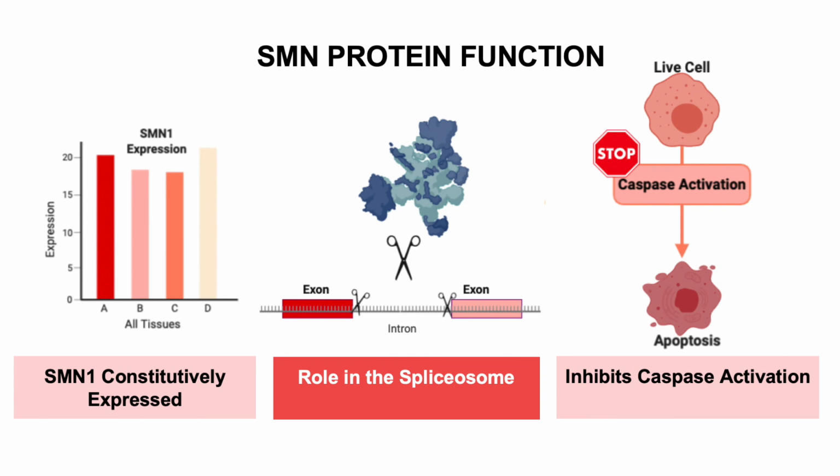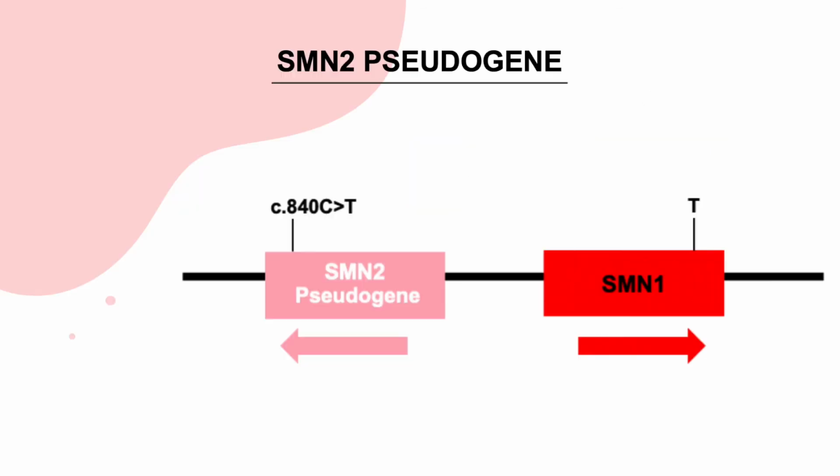SMN also works to inhibit caspases, which are a family of protease enzymes involved in programmed cell death and inflammation. Therefore, a loss of the SMN protein through mutations in the SMN1 gene can contribute to dysfunction in the machinery involved in splicing regulation and can upregulate programmed cell death.